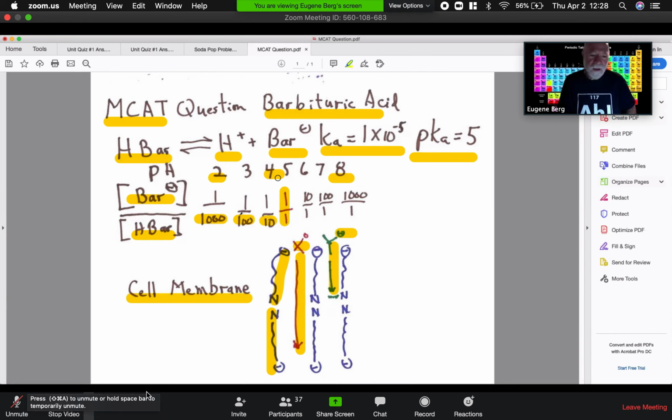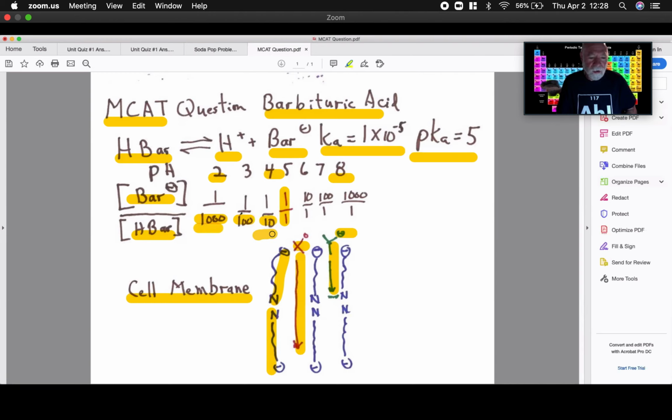Okay, the answer is found by looking at the form of barbituric acid at pH of 2 versus 4. Notice at a pH of 4, you have less of the neutral form, and the neutral form is the one that goes through the cell membrane. So it absorbs faster at a pH of 2. So by giving the sodium bicarbonate, it slows down the absorption of the barbituric acid. You ready for question C?